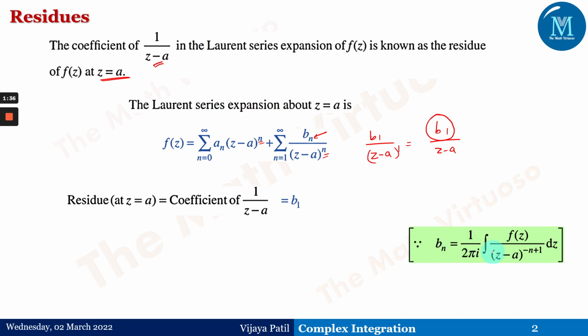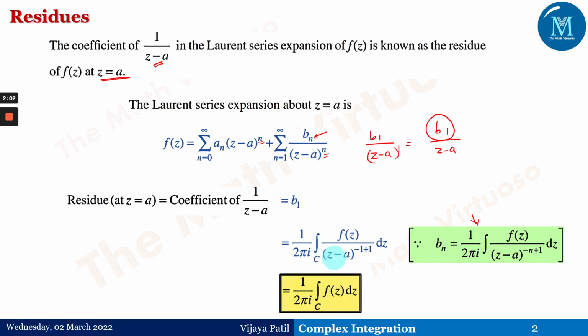Now this is what has been given to us here, and therefore this b1 is nothing but, because this b_n is the coefficient from this Laurent expansion, which we have already seen as the definition in the Taylor's Laurent expansion. So b1 gives us 1 upon 2 pi i into the integration over the curve c of f of z upon (z minus a) to the power minus 1 plus 1 dz. That means we get (z minus a) to the power 0, which is 1. So the residue of the function f of z at z equals a is nothing but 1 upon 2 pi i integration of f of z dz.